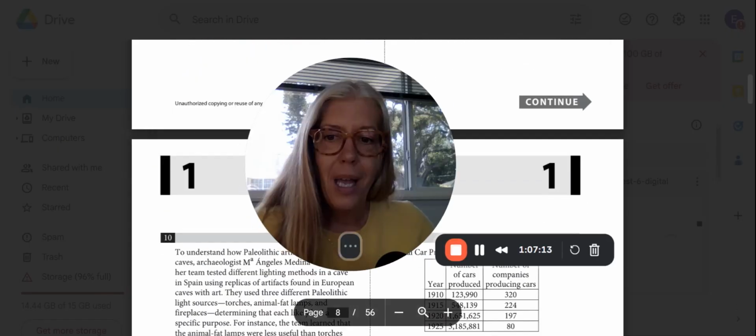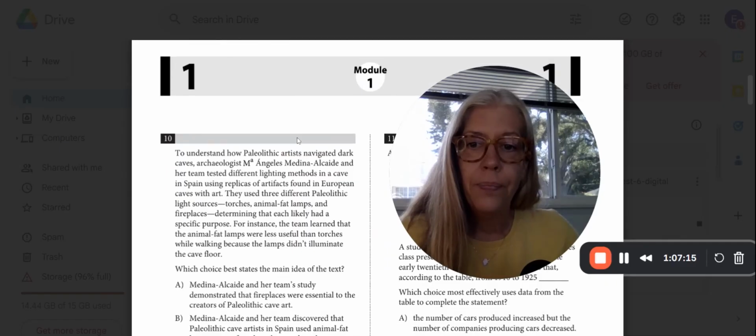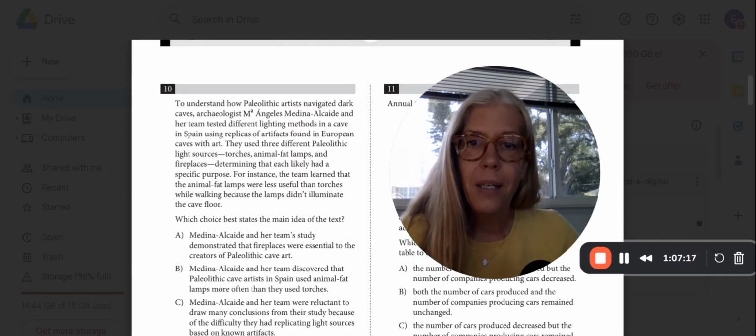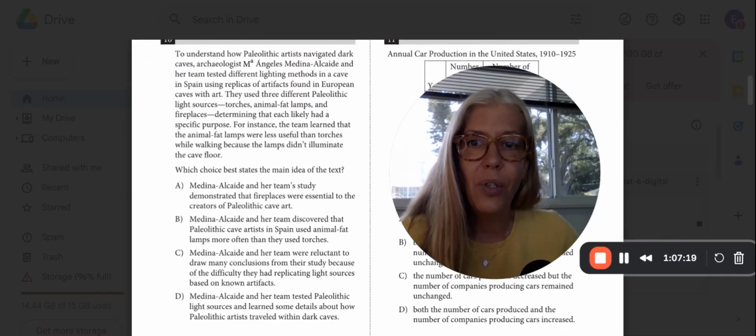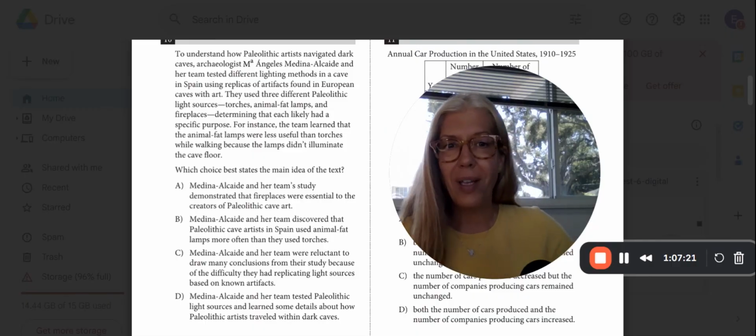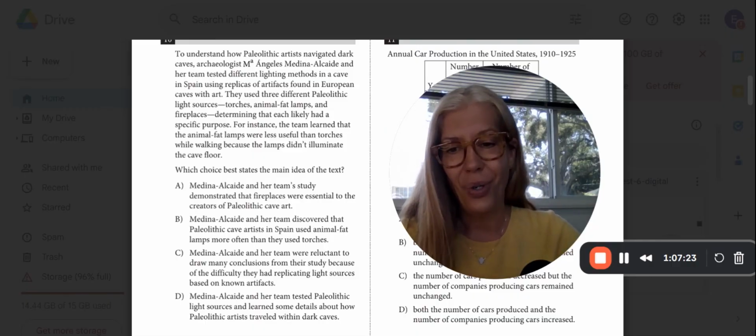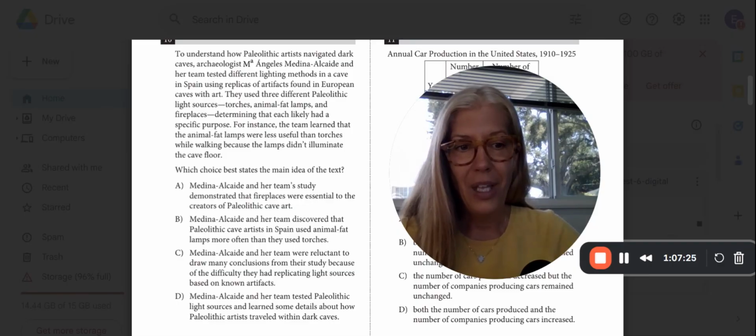Okay. And now we are on a main idea. Main ideas are wonderful because they're so easy to come up with your answer before you get down to the answers.